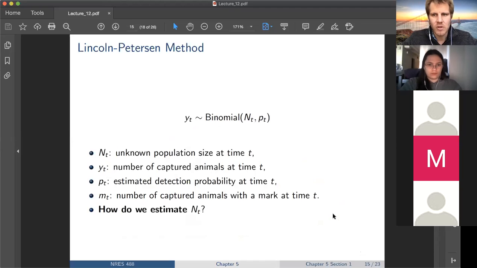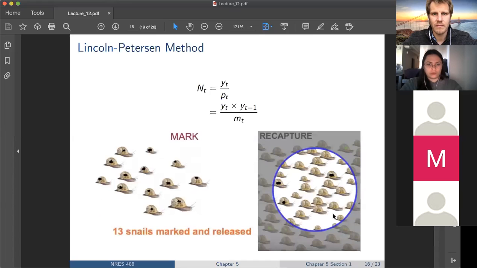Okay, so now that's P of t. The next question is, we know Y of t, we know M of t, and we have an estimate of P of t. How do we use this information to go back to N of t, what we're really interested in, and that is the population size? Okay, so we have N of t equals Y of t, the number we captured in our second sample, divided by P of t. So the number we captured divided by the detection probability gives us our estimate of the total number of snails in our population.